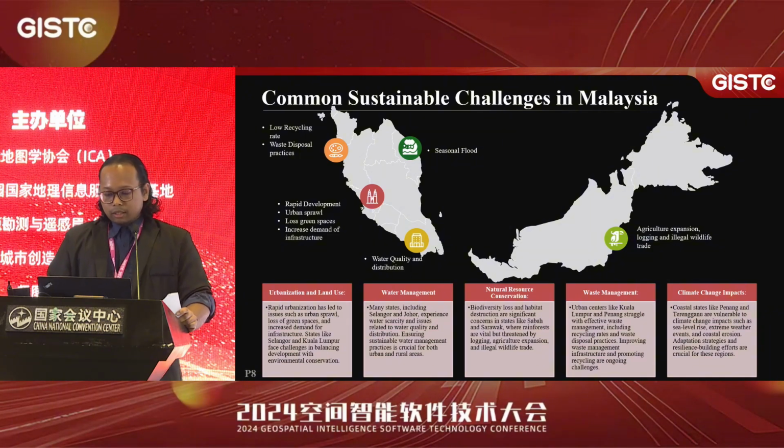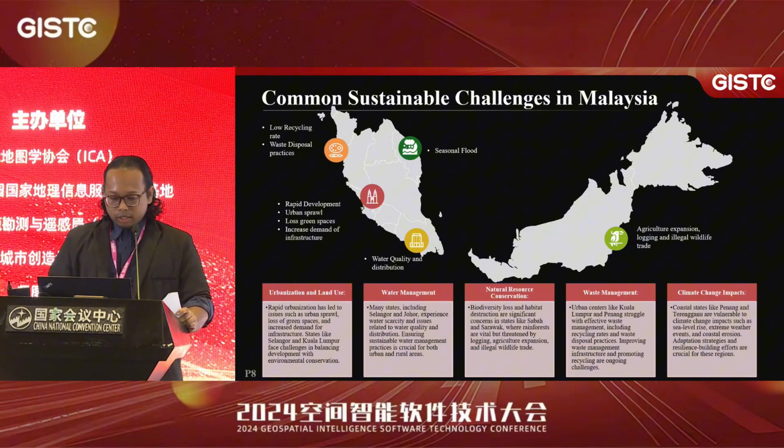Not only that, Selangor and also Johor sometimes experience water scarcity related to water quality and distribution. Most of the developed cities in Malaysia, such as Kuala Lumpur and Penang, have a problem with a low recycling rate, where proper practice and promoting recycling is still an ongoing challenge in the city areas.